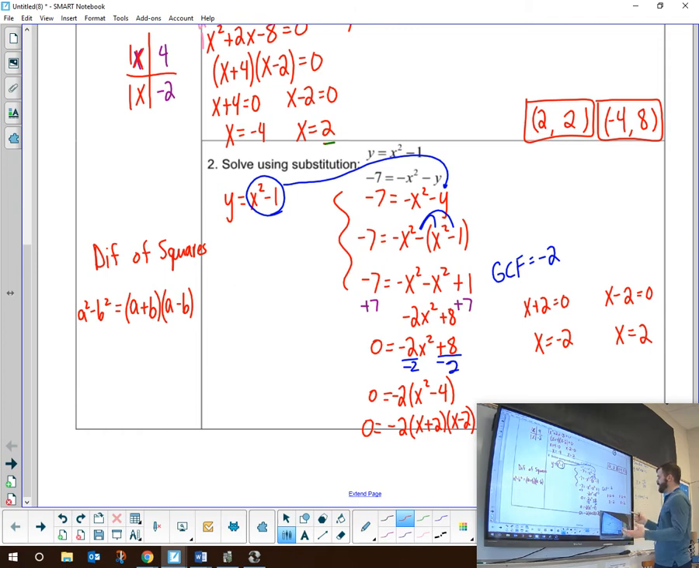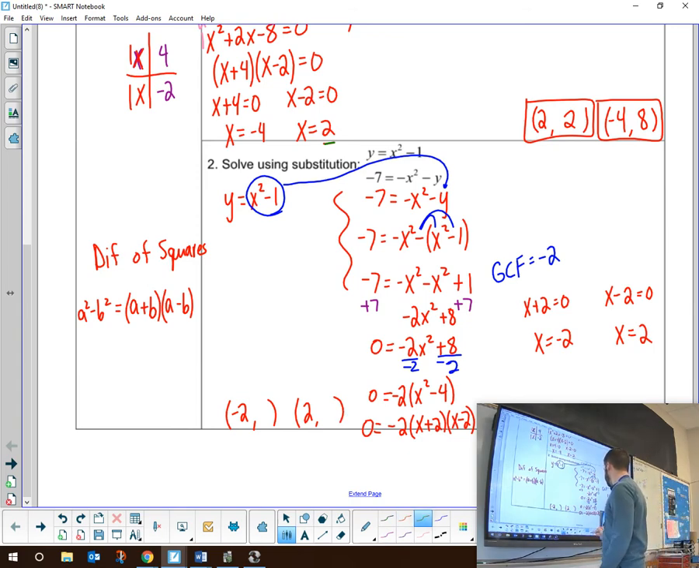So, those are my answers for my x's. So, at the end, I know that we're going to have a point at negative 2 something and a point at positive 2 something. Now I need to figure out what my y's are. So I take my two x's, plug it back in for x, and find what my y's are.